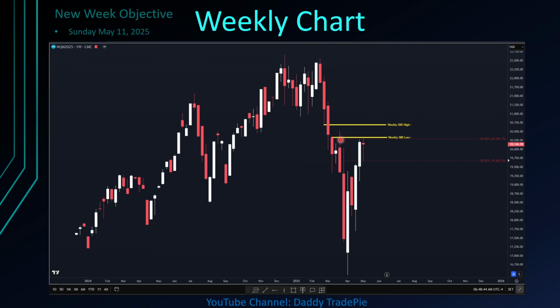I measured the week and I highlighted the 50% of the inefficiency over here from the week and extended to the right. We can see we traded a little bit above this week in the previous week, and we rejected going higher and we traded lower.